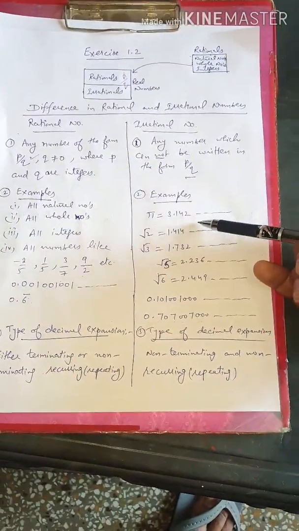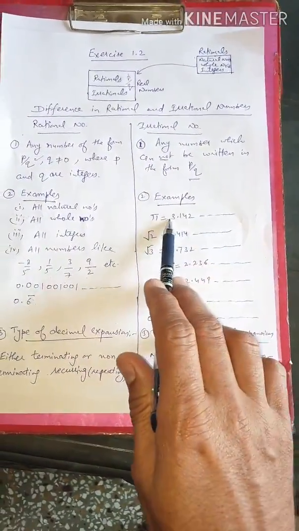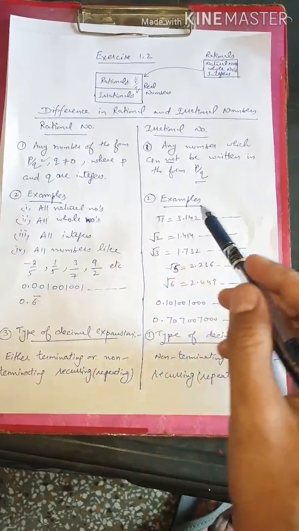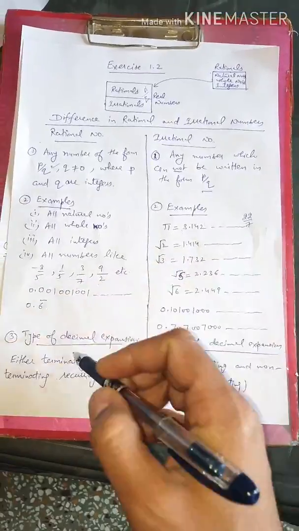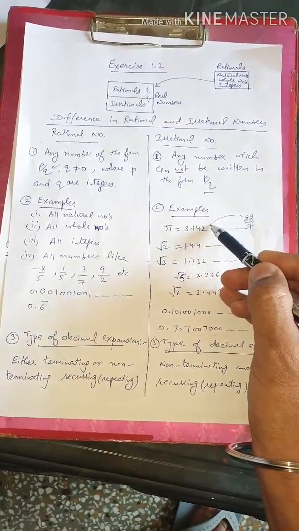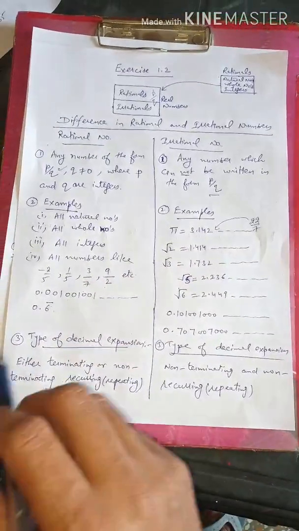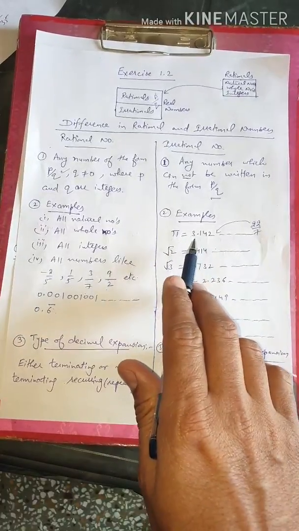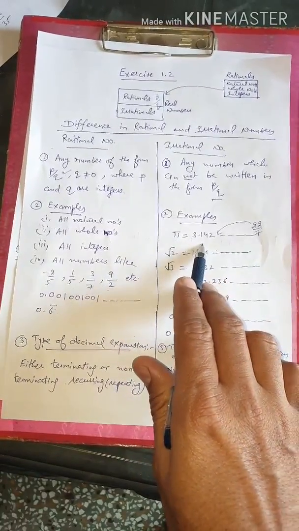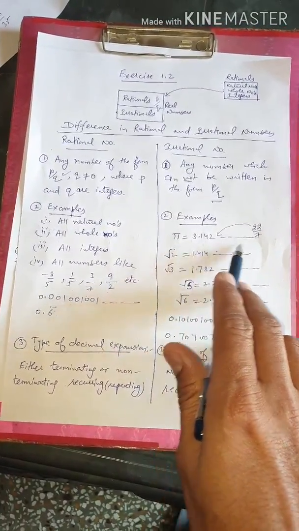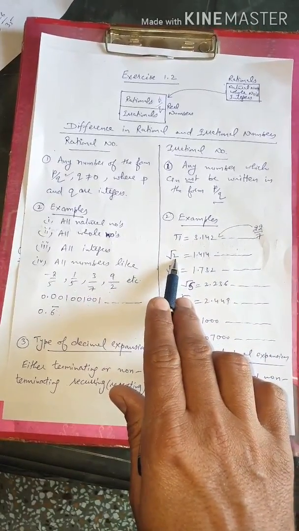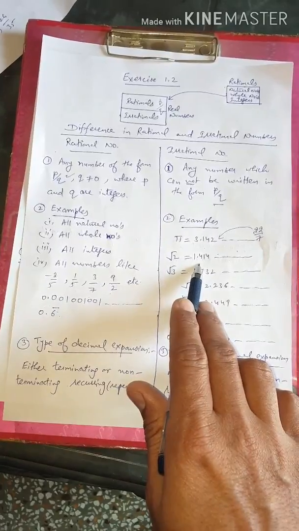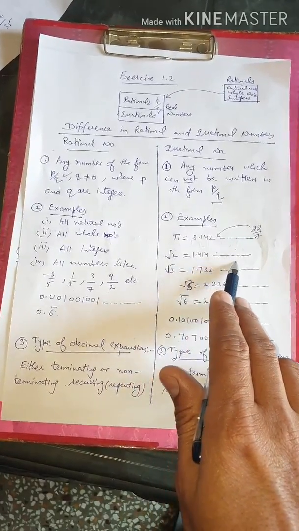So for irrationals, you have to remember pi. Hopefully you know what pi is. Pi is actually 22 upon 7, and when you divide 22 by 7 you will get an answer like this. Here only 3 decimal places are given, but there are so many. You will see in your book also pi given with 50 decimal places. Another number, square root of 2. Its answer is 1.414 and so on.